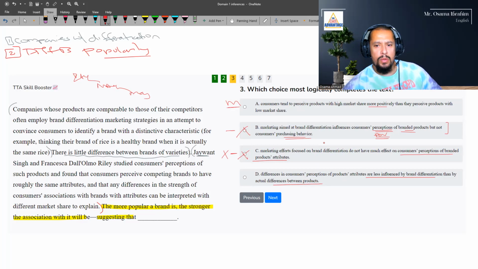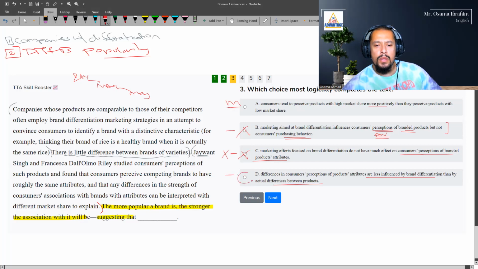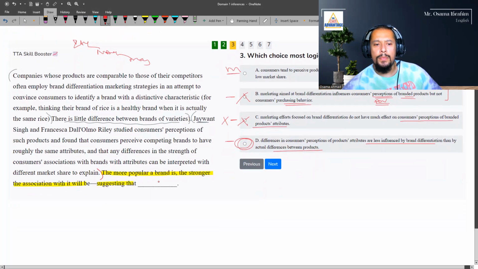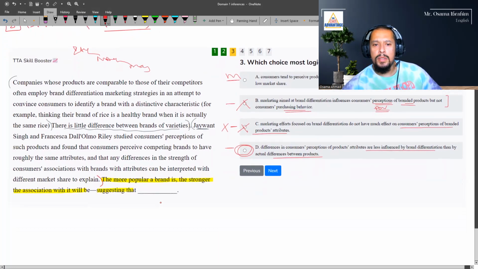I want the rest of you to send me the answer choice as well. What do you think is the best answer? So this is: perception of product is less influenced by brand differentiation than actual differences between products. I think that's D. I don't know why, but I just have a feeling the answer is D. Sama, send me an answer, please. Muhammad, send me an answer, please. Ahmed, send me an answer, please. Okay, Sama. Okay, Ahmed. Okay, cool.